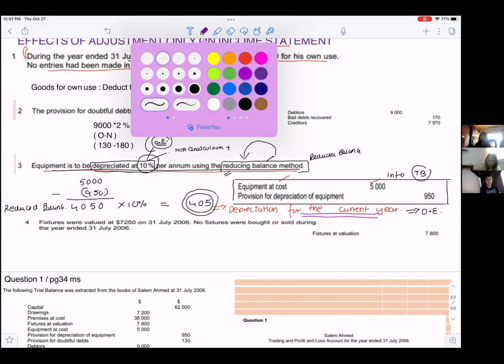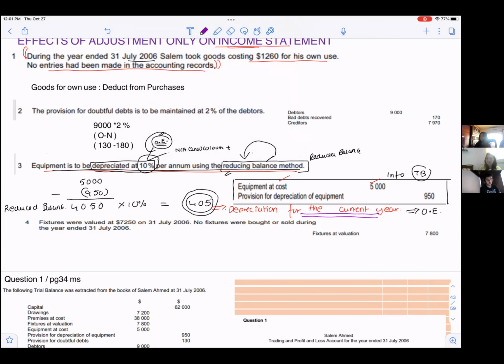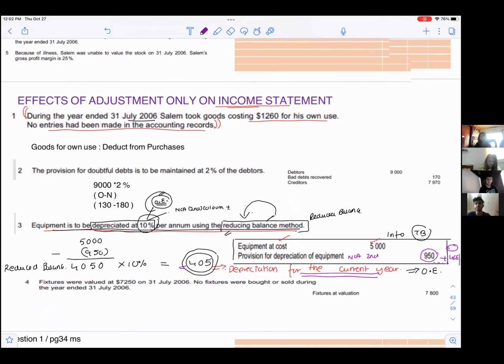If you make your balance sheet, in this NCA second column that you mark over here, you will just add this 405 and put the total in the second column. Are you with me? So this 405 has to be put in the current year other expenses.